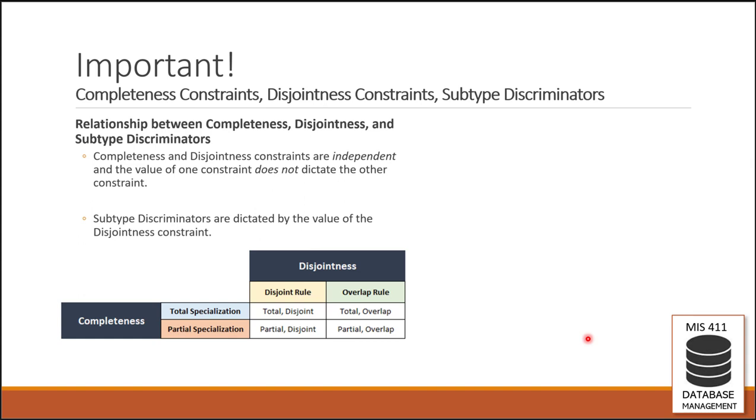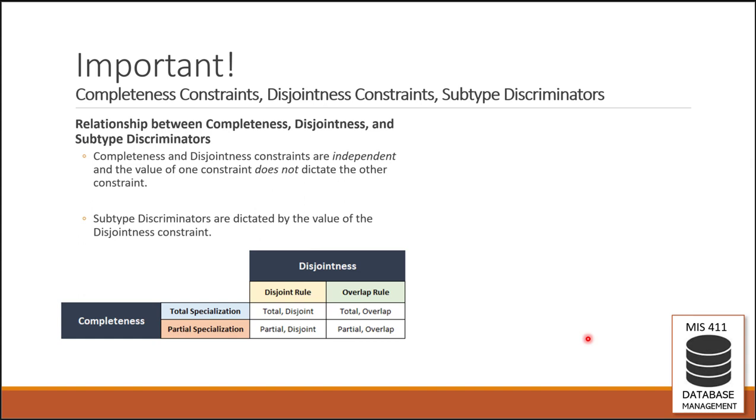Right? Subtype discriminators, on the other hand, are dictated by the value of the disjointness constraint. If you remember, when we do subtype discriminators, it really is dictated by whether or not we have a disjoint rule, where the subtype discriminator can be a very simple attribute, just car, just truck, just jet, versus the subtype discriminator for an overlap rule, where you can have more than one subtype. So it could be car yes, jet no, electric car yes.